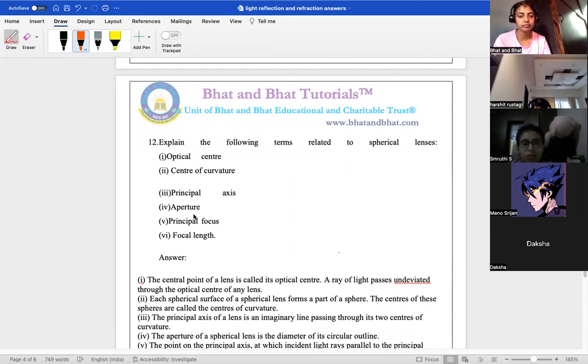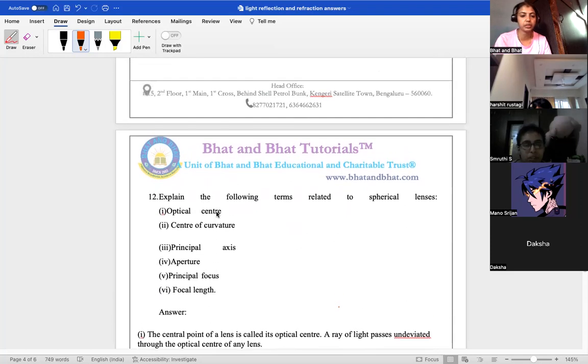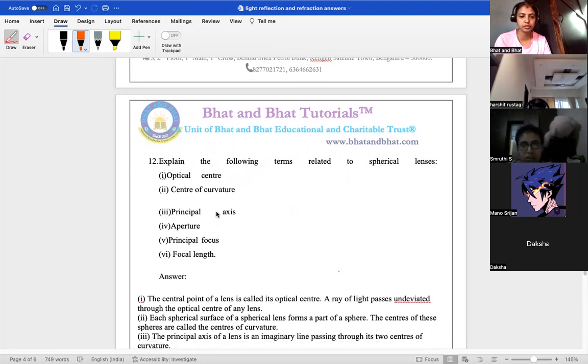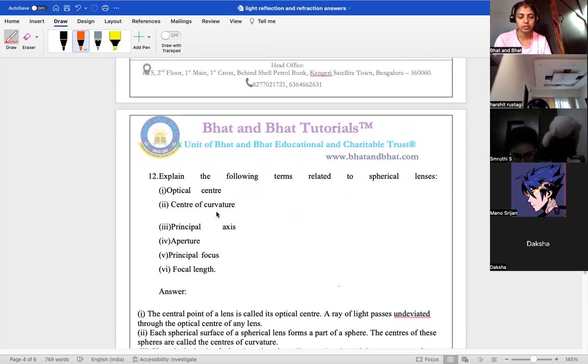Okay. Next is center of curvature. Okay, I'll not show. You have to tell. Ma'am, the center of sphere, like the part where a lens is formed. It is the center of the sphere which the lens is part of. Okay. Next is principal axis. What is principal axis?